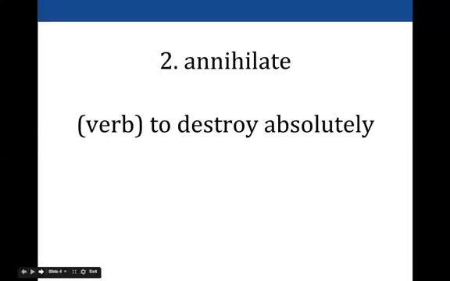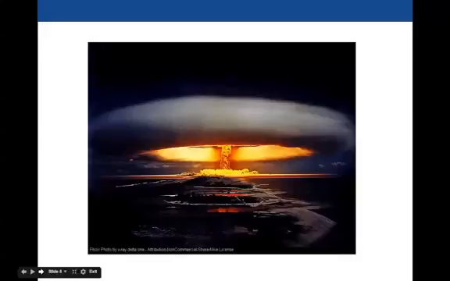The second word is annihilate, and to annihilate is a verb. It means to destroy absolutely, to destroy completely, every single part. So when I think of that, I think of a bomb, an explosion that kills maybe tons of people or levels an entire area. You would annihilate a town or part of a country if you dropped a big bomb on it.